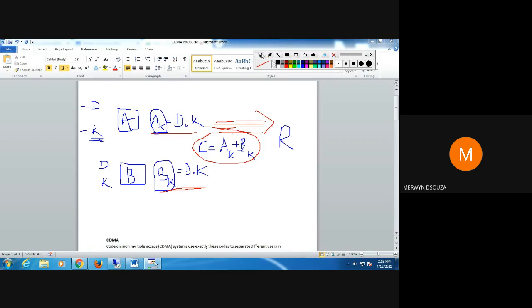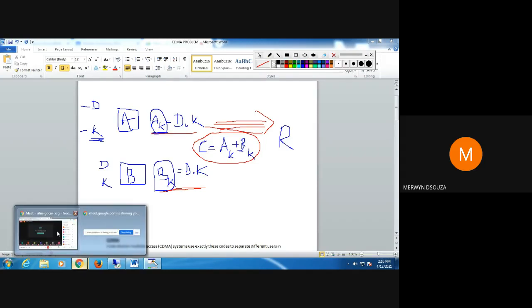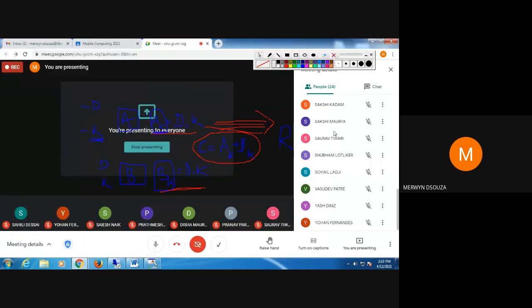Can anyone tell me what is the advantage of superimposing all the different signals from different stations and sending them as one signal? What will be the advantage? When you compare it to FDMA or TDMA, what's the advantage of superimposing the signals and sending as one signal? Collision will not be happening. Yeah, no collision as such.